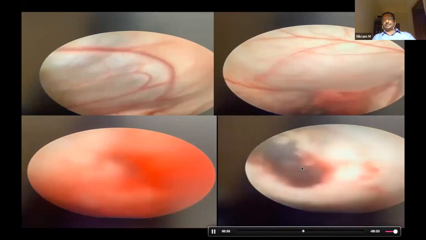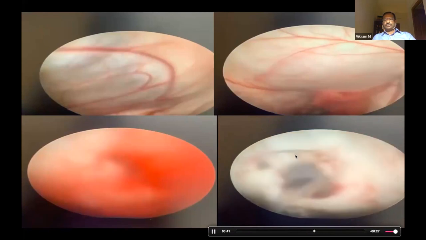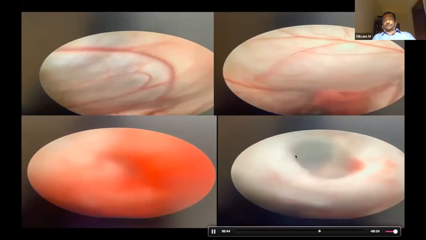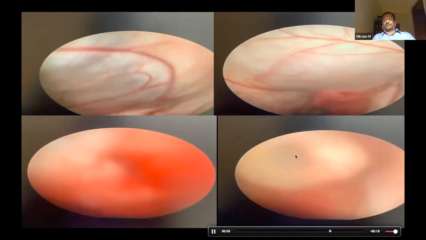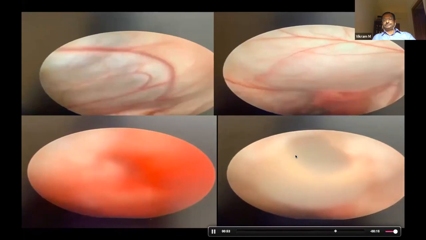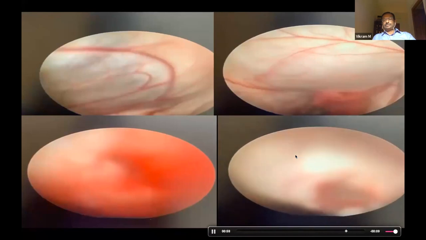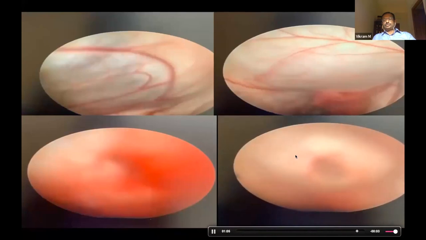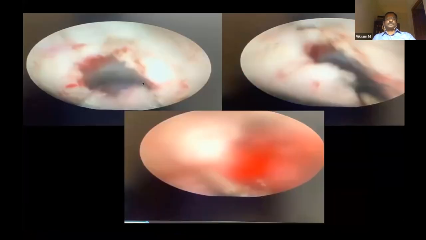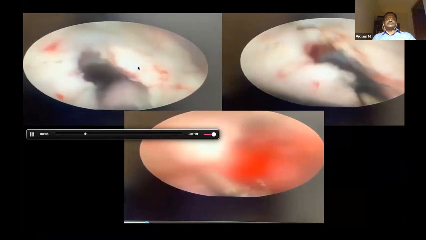Just making a small entry into the wall of the colloid cyst, you can see the colloidal content coming out into the ventricle. Generally, many a time when the colloid cyst is projecting directly into the foramen of Monro, we try to bring the colloid cyst into one of the ventricles and evacuate the content and then dissect the capsule.